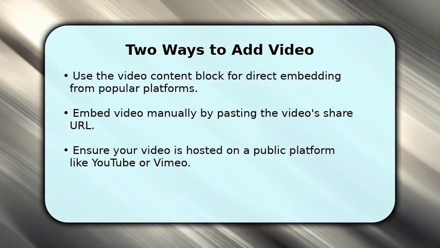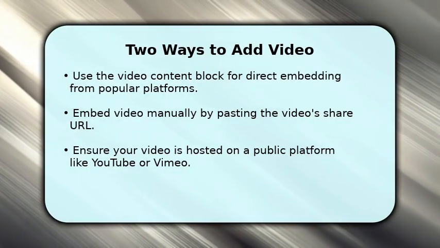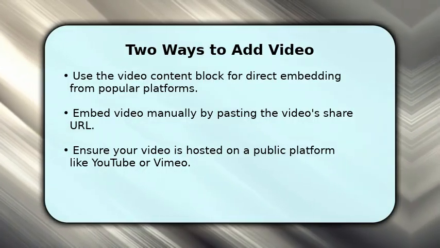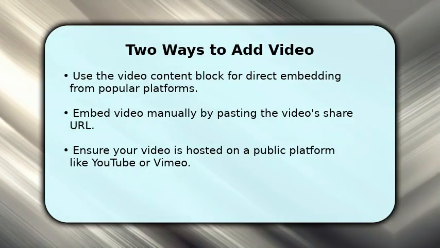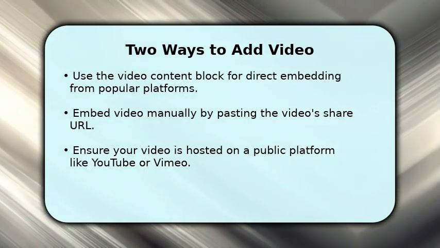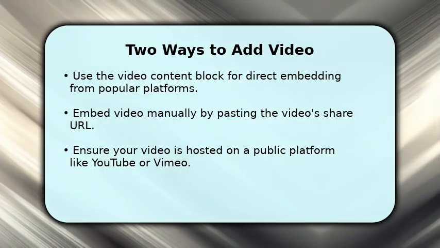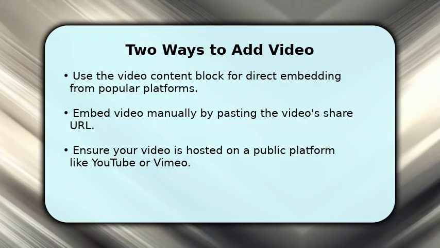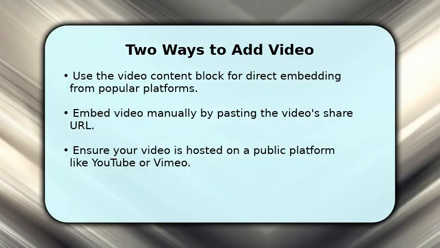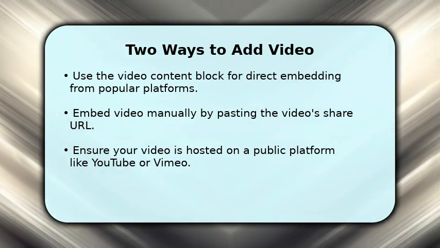There are two main ways to add video to your Mailchimp emails. First, you can use the dedicated video content block, which is incredibly simple. Just drag and drop it into your template, then paste the shareable URL from platforms like YouTube or Vimeo. Mailchimp automatically generates a thumbnail and a play button. The second method involves manually embedding the video link, which also works by providing the URL. Both methods ensure your video is accessible and looks professional.